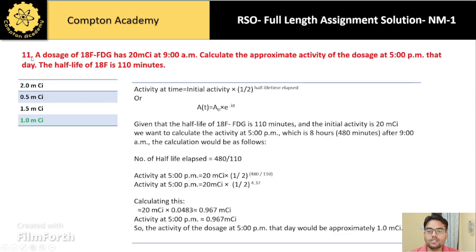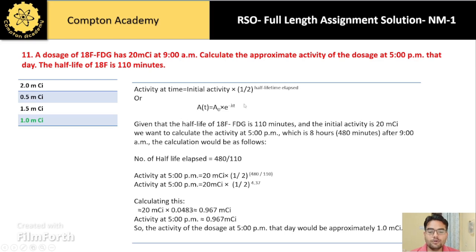Now another question is, a dose of FDG-18 has 20 millicurie at 9 am. Calculate the approximate activity of the dose at 5 pm that day. The half-life of F18 is 110 minutes. We know that the activity at time t can be calculated as the initial activity multiplied by 1 by 2 raised to power the number of half-lives elapsed. From 9 am to 5 pm the total duration is 8 hours, which is approximately 480 minutes.